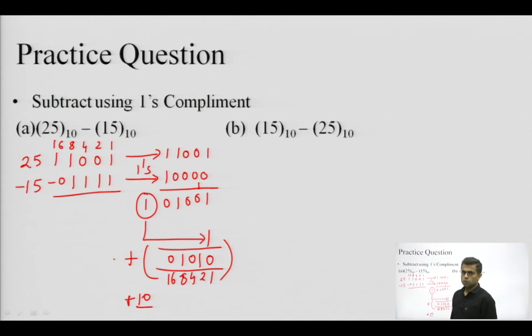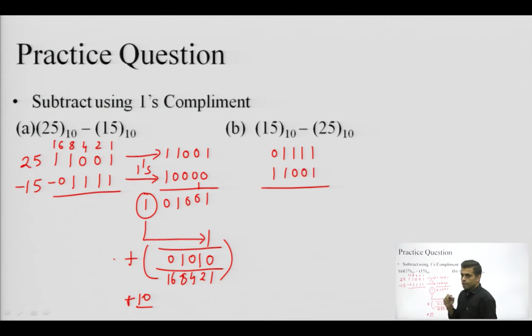Okay. So, with this we come to the next question. So, let us take an example for this. Now, this 0, 15 and 25, I am using the values from here only. So, this 15 is 0 1 1 1 1 and 25 is 1 1 0 0 1.